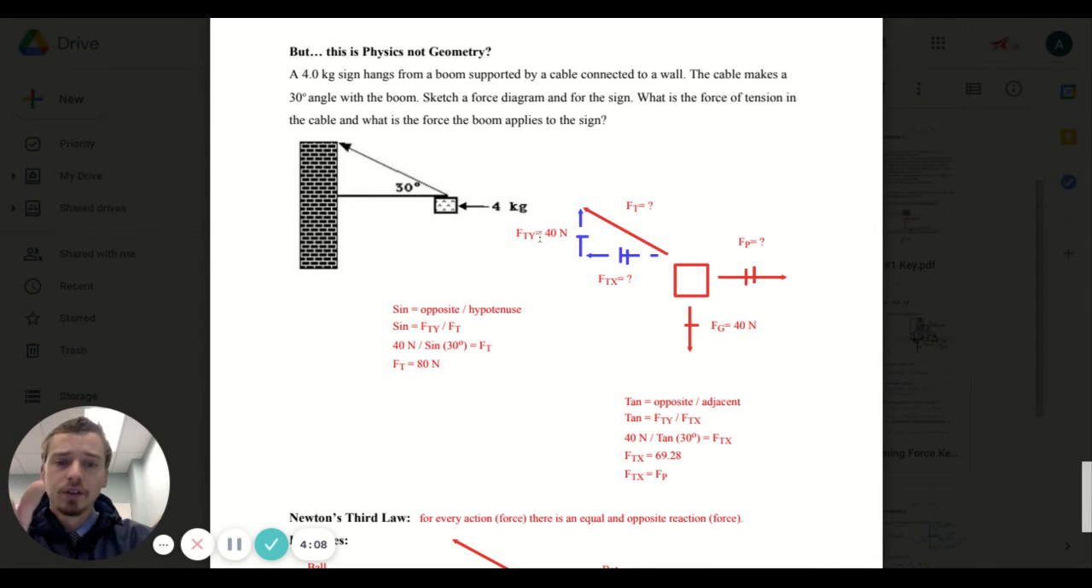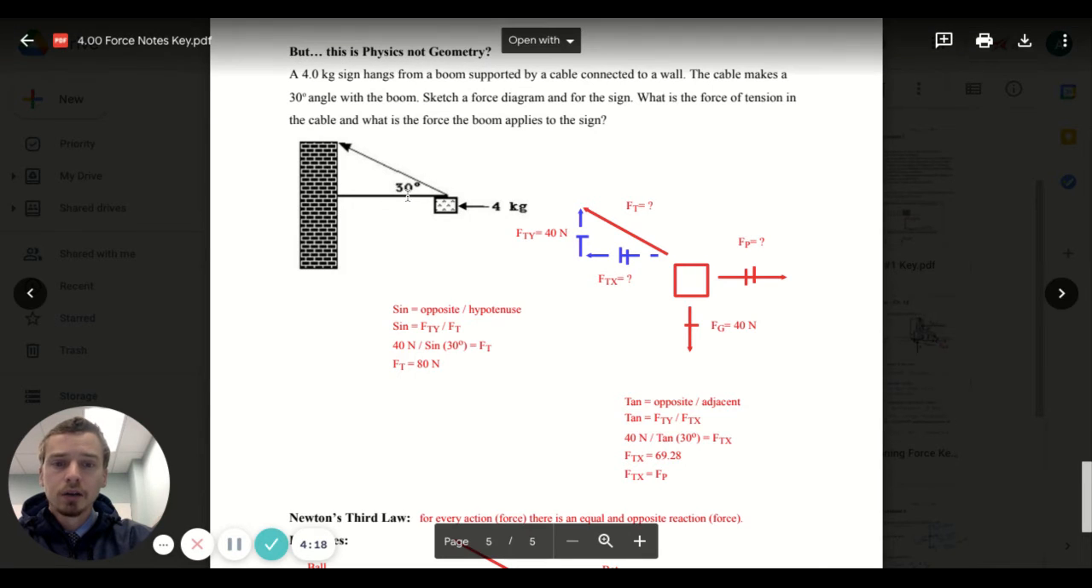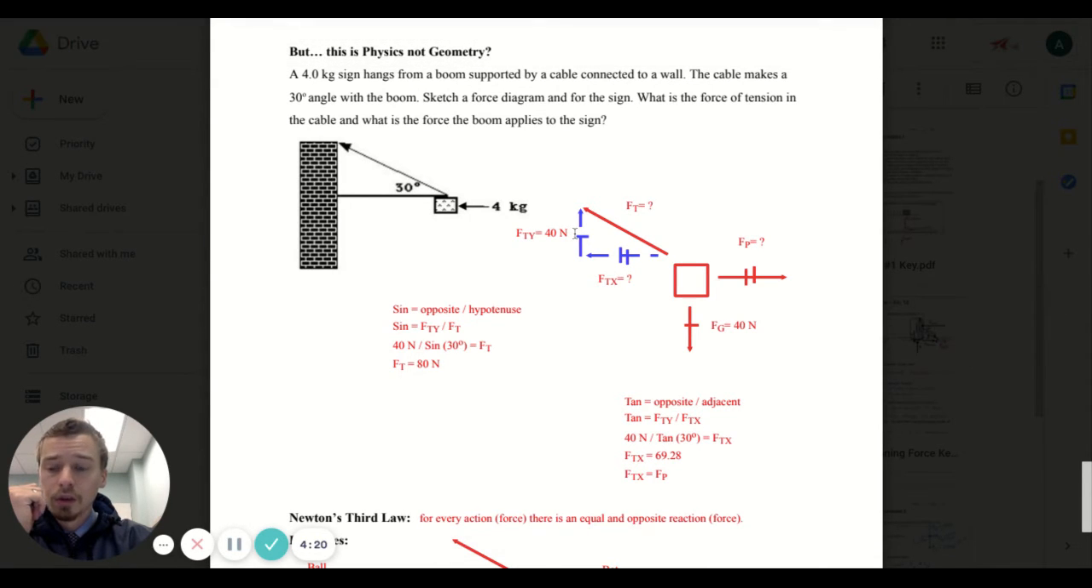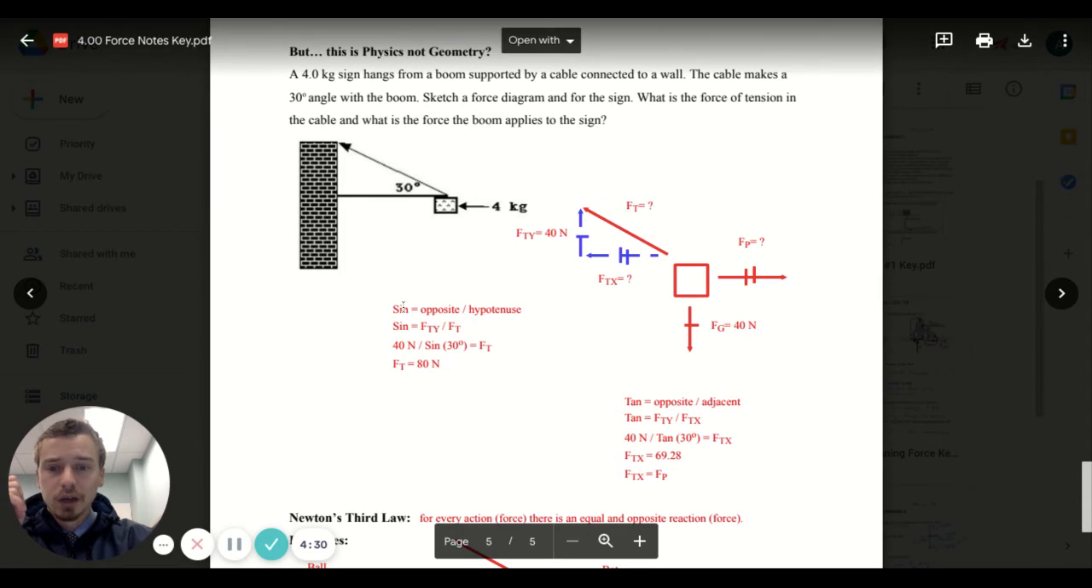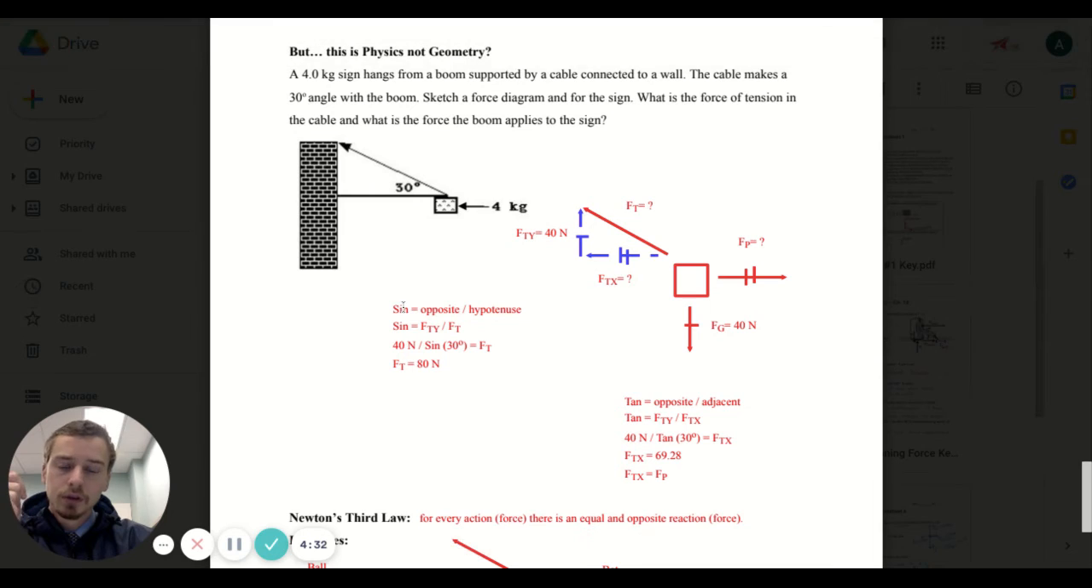So that gives us one side of this triangle now, right? So I can't use the Pythagorean theorem because I don't have the other side of it, but I do know the degrees here, right? It's a 30-degree angle here, and I know the opposite side of that. So then I can figure out my adjacent side, and I can also figure out the hypotenuse. So we're going to start with sine, right? The sine of 30 is equal to the opposite over hypotenuse. In this case, the sine of 30 would be the force tension in the y direction over the force tension.